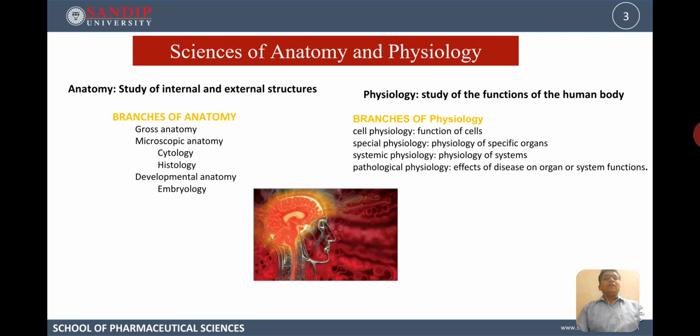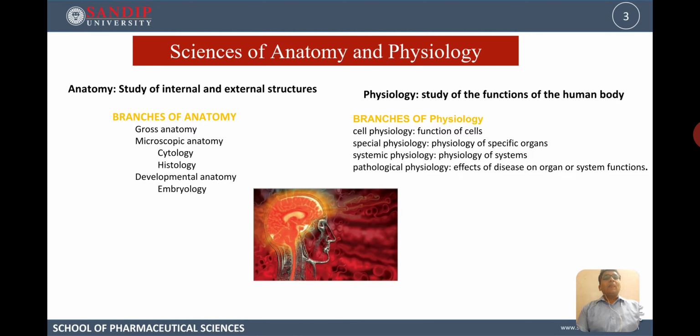Now there are three main branches under the heading of anatomy. The first branch is gross anatomy, the second branch is microscopic anatomy, and the third branch is developmental anatomy. Gross anatomy means what? It is a branch of science which deals with observation by the naked eyes. It means grossly we can observe the human structures.